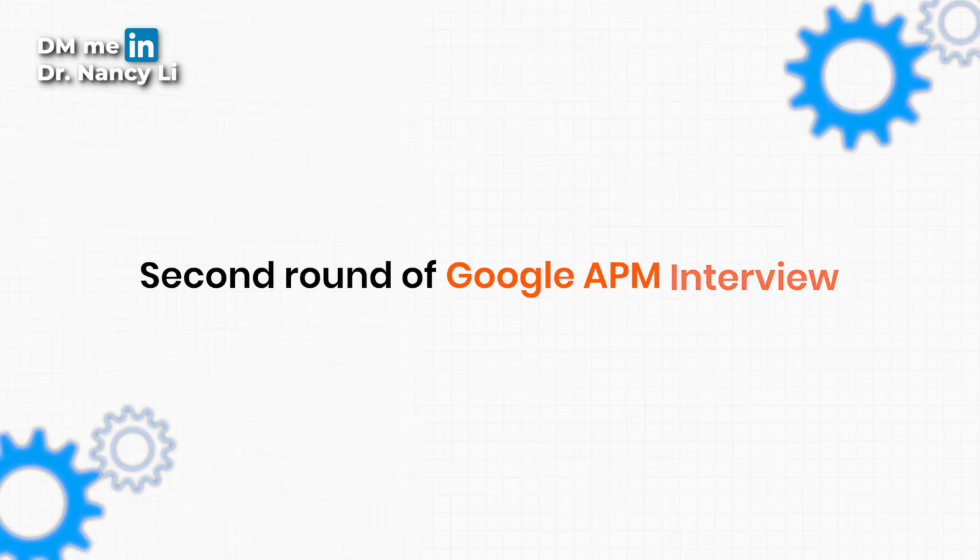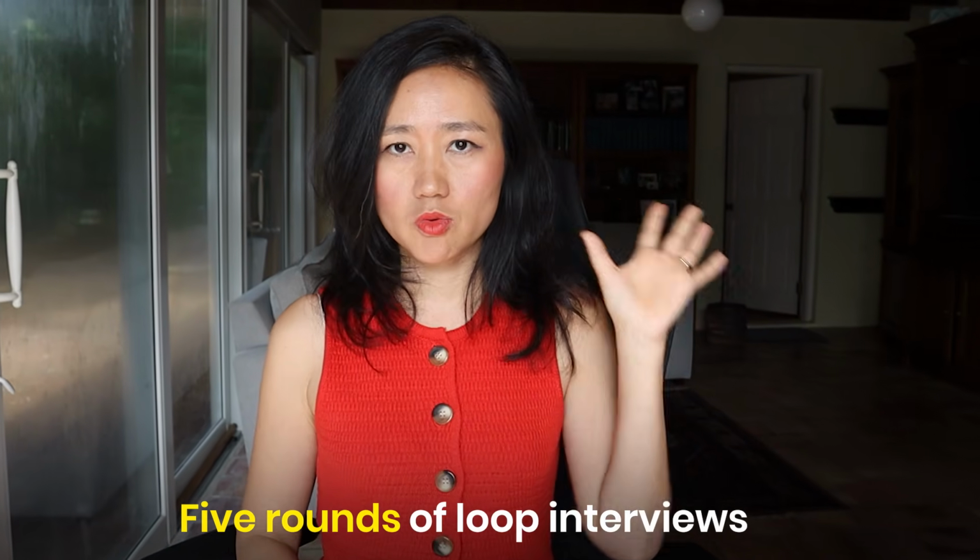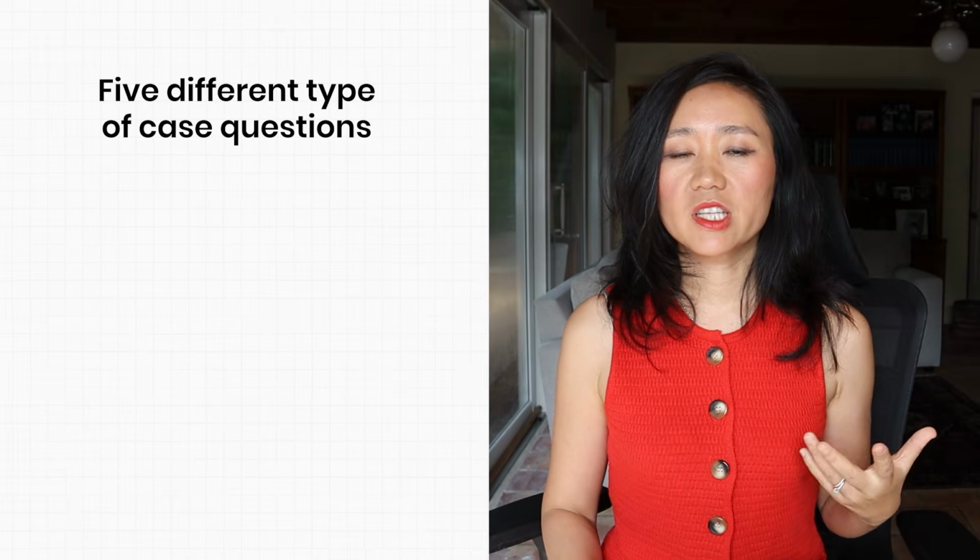Now let's talk about the second round of the Google APM interview. It's going to be 5 rounds of loop interviews. You need to get ready. They're going to ask you 5 different types of case questions.